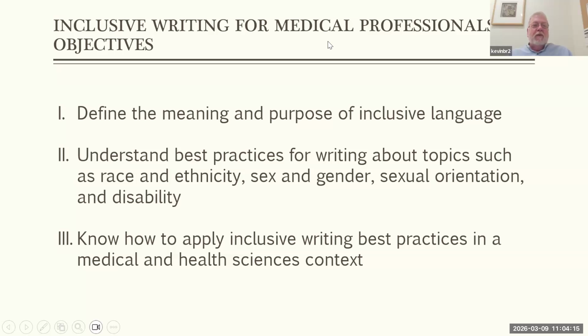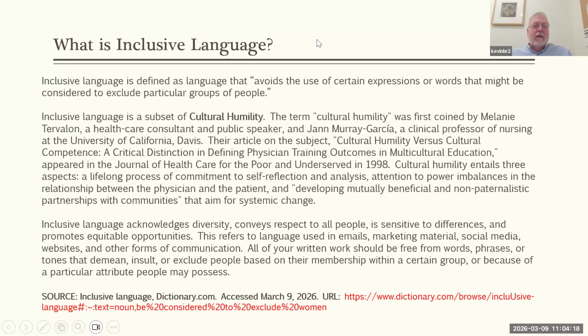Rather than read you this whole slide, I'll give a real brief introduction to what inclusive language is. It's a subset of cultural humility, a term first coined way back in 1988 by a couple of faculty at the University of California, Davis. Inclusive language acknowledges diversity, conveys respect to all, is sensitive to differences in people, and promotes equitable opportunities for all.